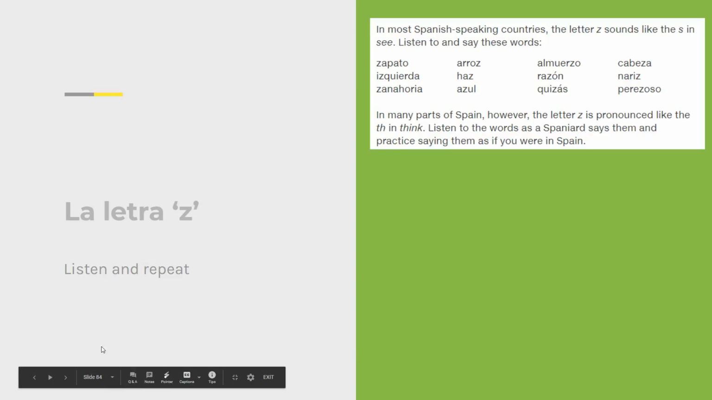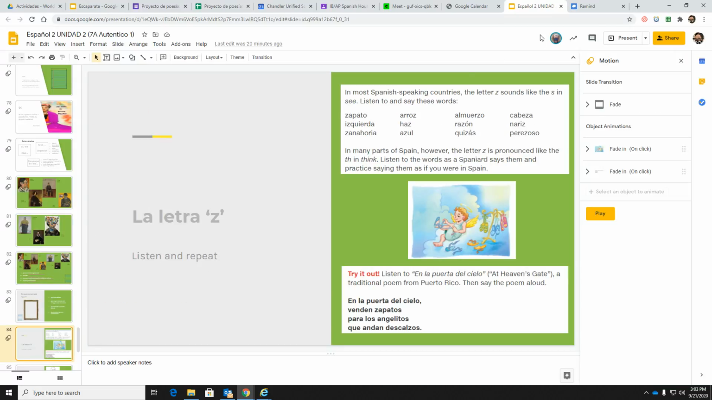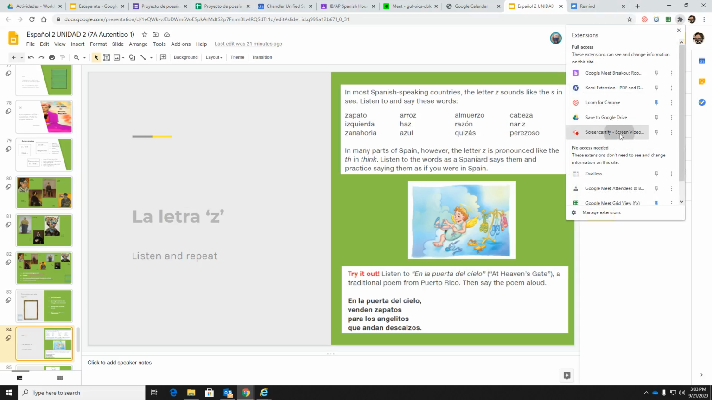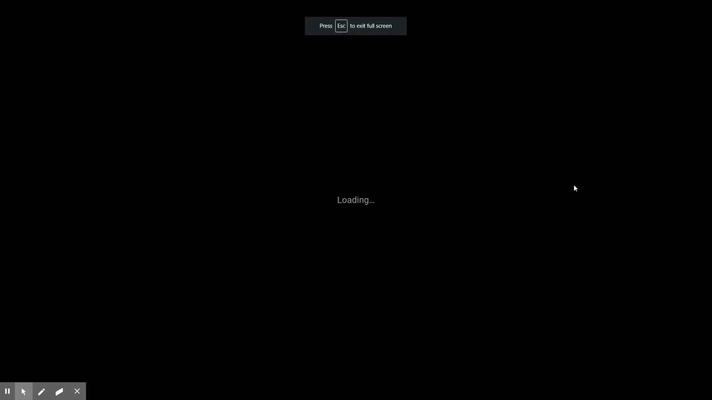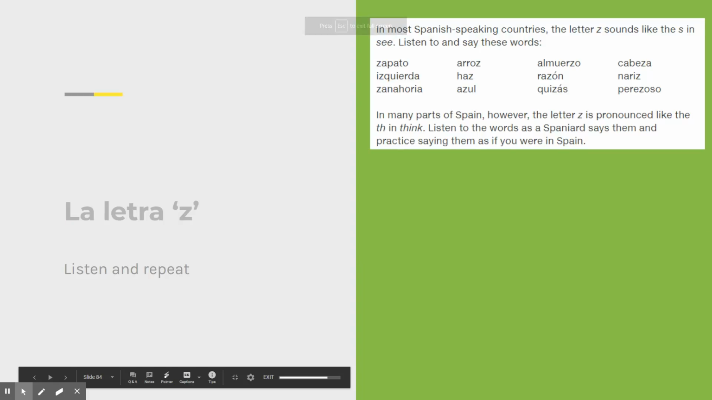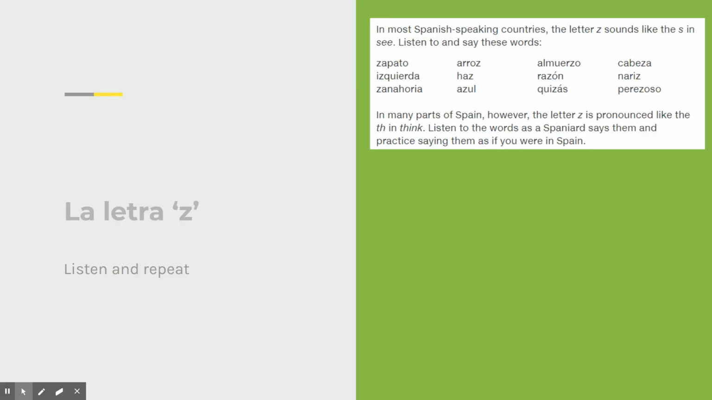Okay, we're going to take a minute and we are going to look at the letra Z. Okay, so as we look at these words, I want you to listen to the audio that I'm going to play for you, and I want you to follow along, and I want you to pronounce the words when they ask you to, thinking especially about the letra Z.